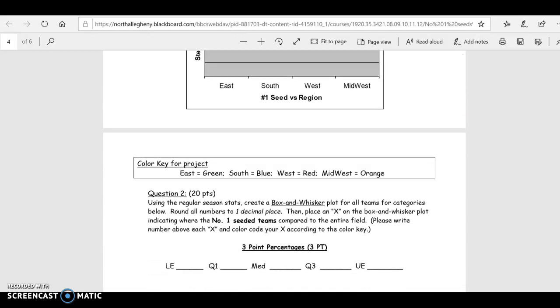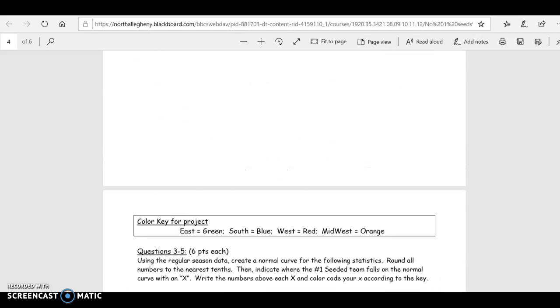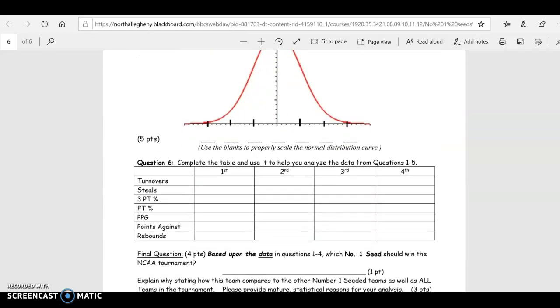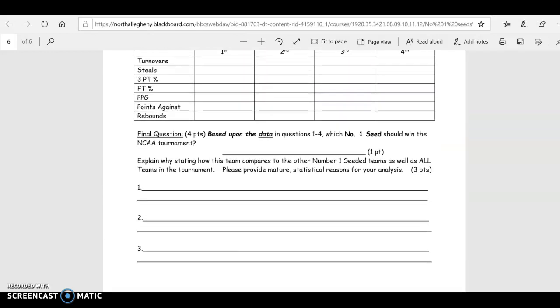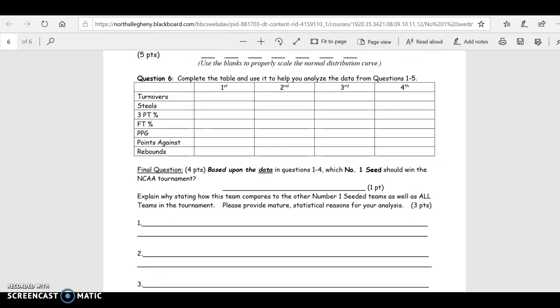You need to make sure that you have things color coded, green, blue, red, or orange based upon the team and the region, and you need to have it completely filled out. And really the most important question is at the end: who do you think should win the tournament based upon everything that you did here in this summary table?